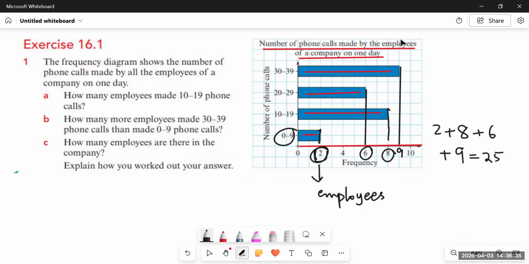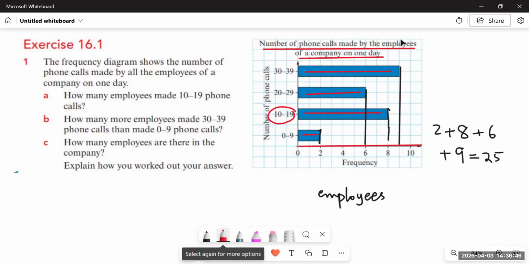Okay, so in part A, they ask us how many employees made 10 to 19 phone calls. So we will find it out over here. This is 10 to 19 calls. We will see it's here. That is, 8 employees made 10 to 19 phone calls.